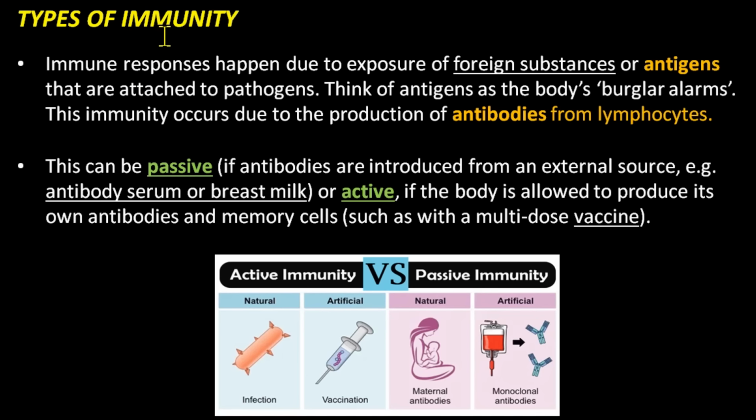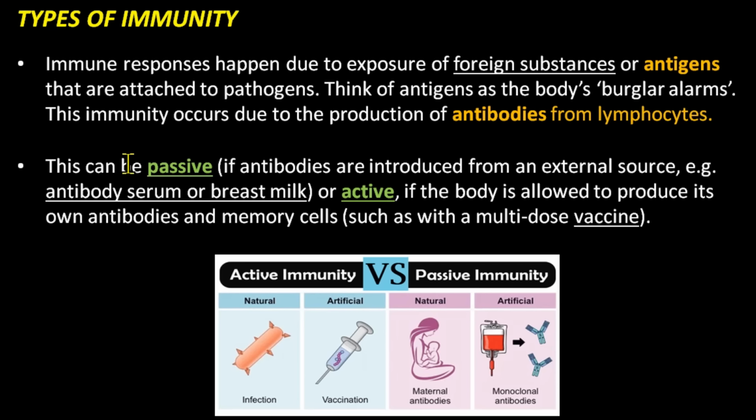Let's look at the types of immunity. Immune responses happen due to the exposure of foreign substances or antigens that are attached to pathogens. Think of antigens, as I said, as the body's burglar alarms. Once these enter your body, it's going to stimulate an immune response. Immunity occurs due to the production of antibodies from lymphocytes. That's a type of white blood cell.